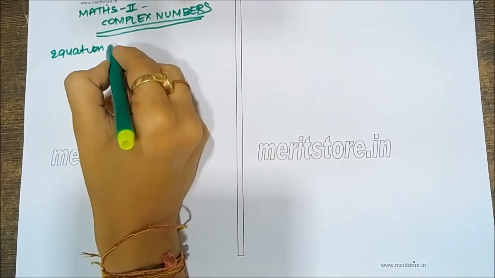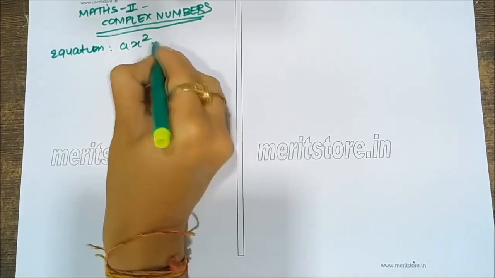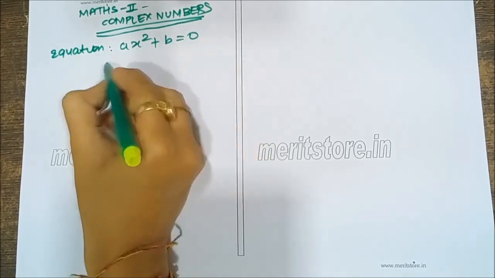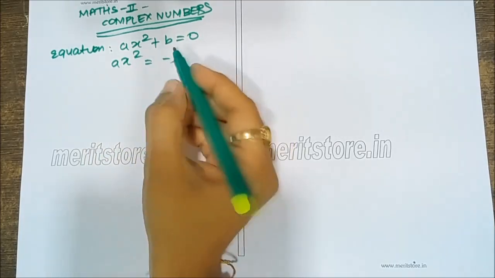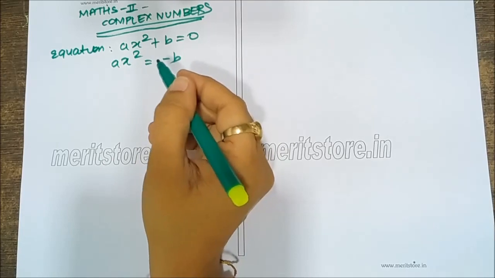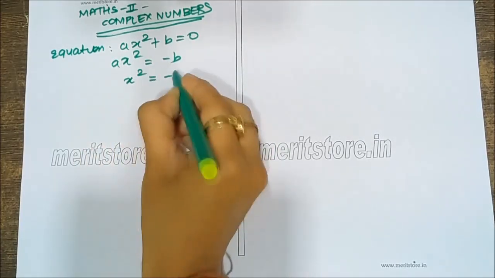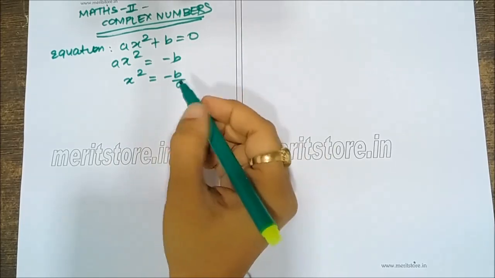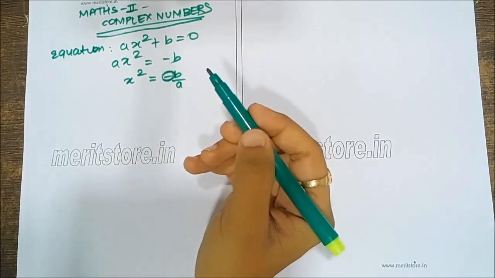Let's say ax square plus b equal to 0. So this is ax square equal to minus b. And here you are taking x square is equal to minus b upon a. So when you are taking the square root, this minus remains.